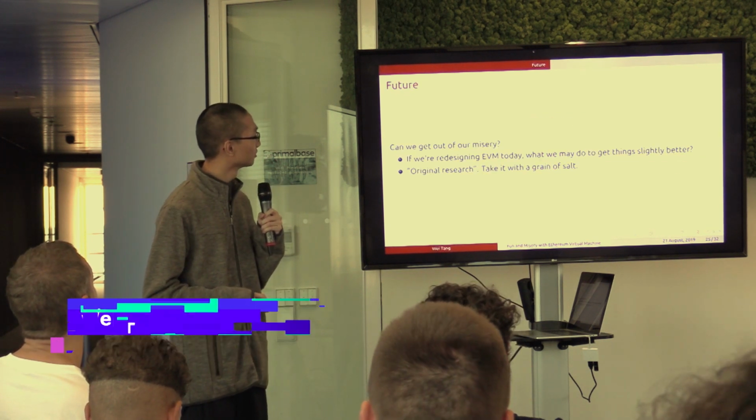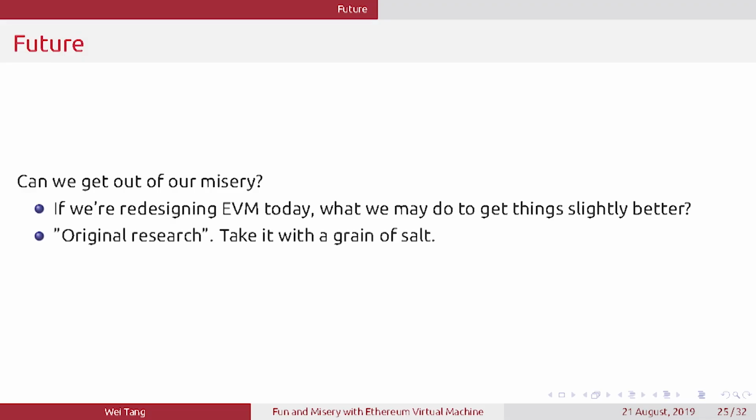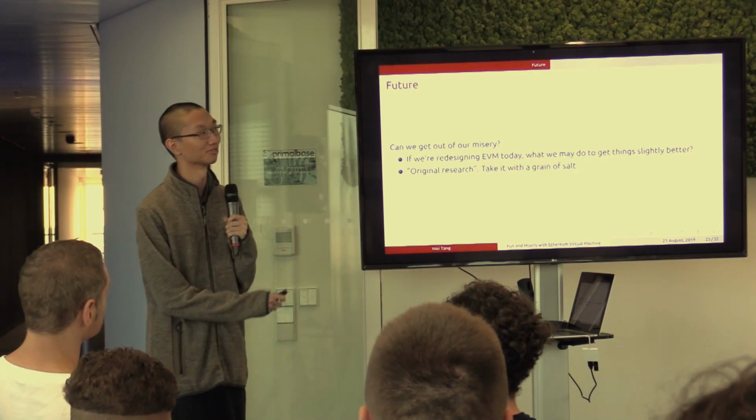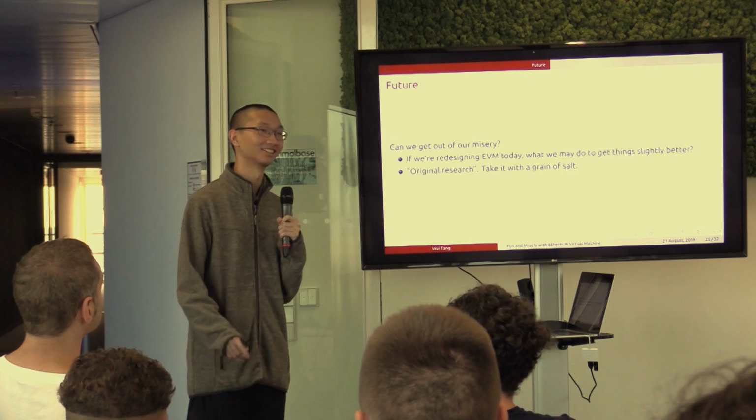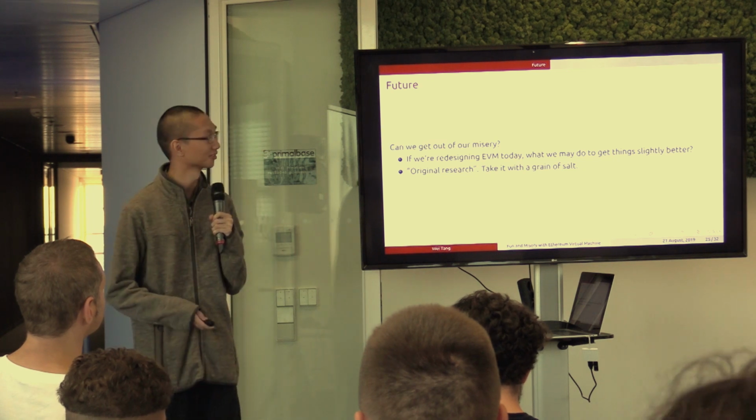So, some futures. This is just some thoughts I have about how maybe we can get off our misery. The basic thing I was thinking is: if we are redesigning the EVM today, what we may be able to do to get things slightly better. Some of this is new research, so I haven't got any review from peers, so take it with a grain of salt.